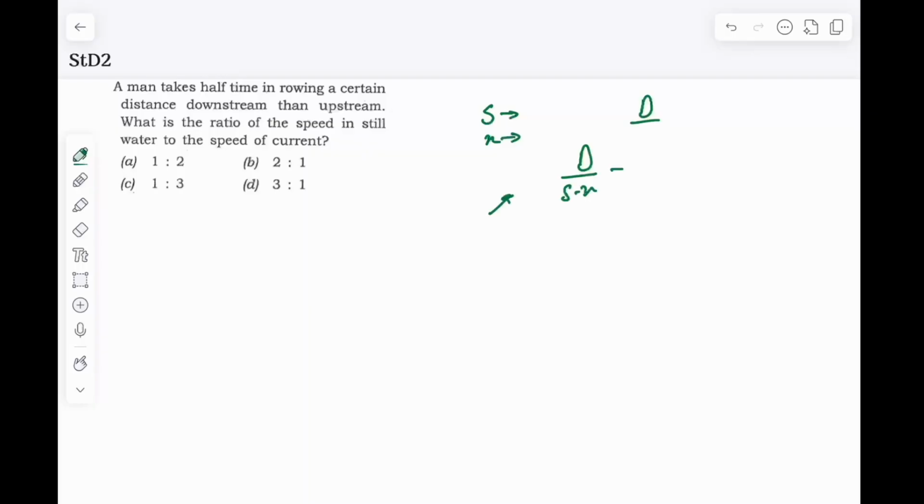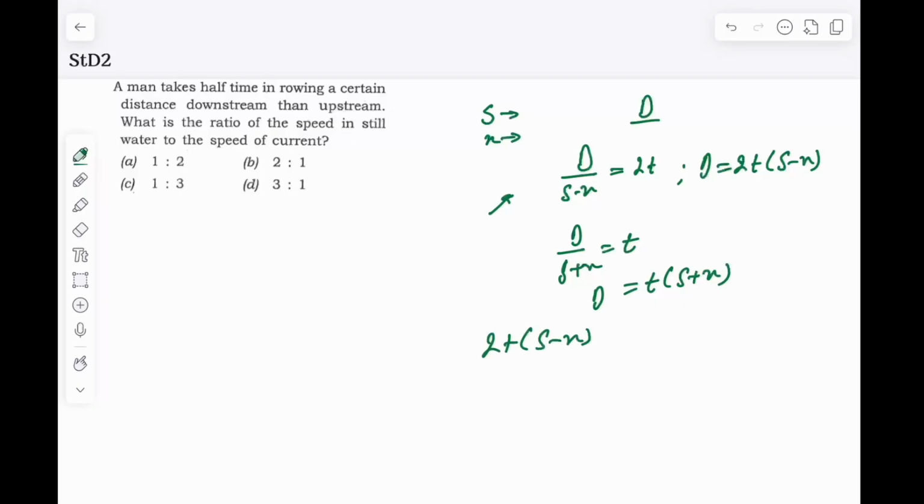So let's suppose distance is fixed, and when he's going upstream he will be going s minus x. So time taken is half, so I'll put it as 2t here. When he's going downstream it is d upon s plus x, and he's taking only t, right? So if I put that relationship together, from this equation I get d is equal to 2t into s minus x, and from here I get d is equal to t into s plus x, right? So basically I'm saying 2t into s minus x is equal to t into s plus x.